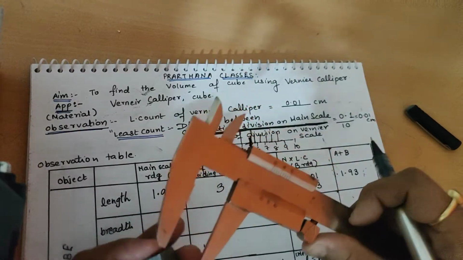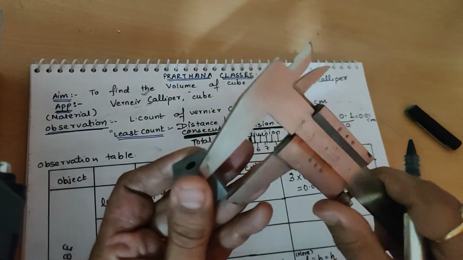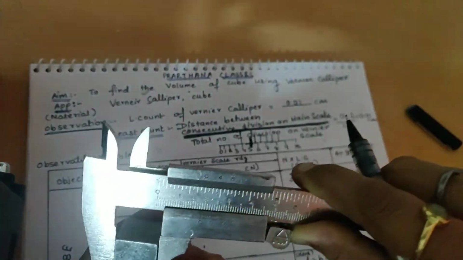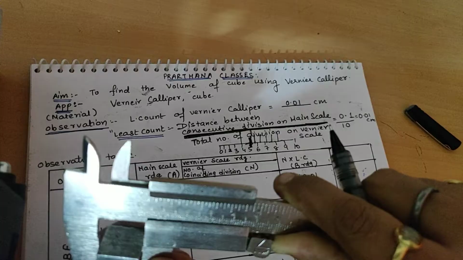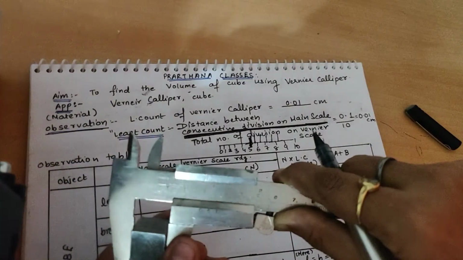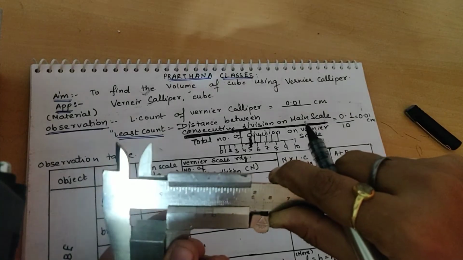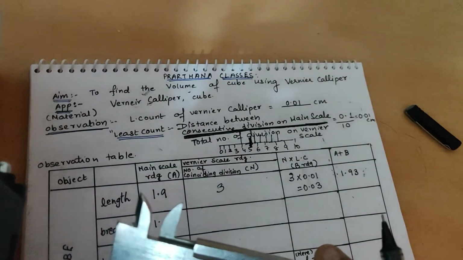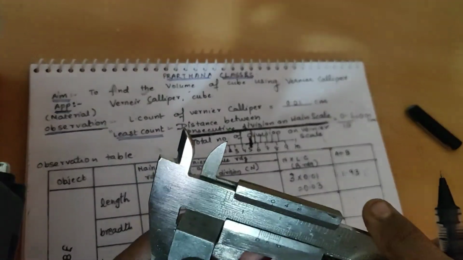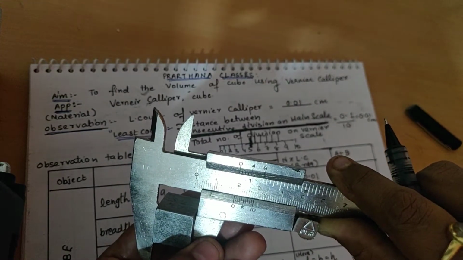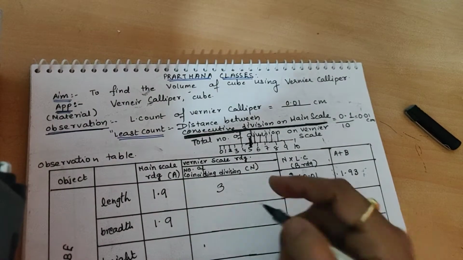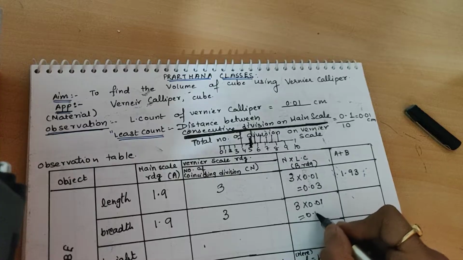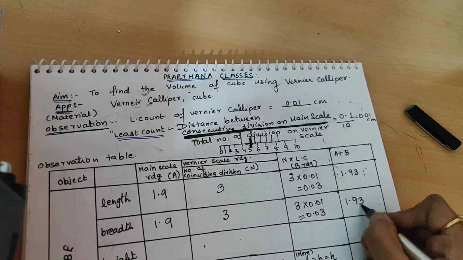Even the breadth will be the same. Suppose I take this as the height now. The same reading you will get, since again 0 coincides between 1.9 and 2. So we will take 1.9. Understood? Now the coinciding division. When you do it properly, you will get the same. Here we get the 3rd division exactly going parallel with the main scale. So this is 3 into 0.01, that is 0.03. So this is again 1.93.